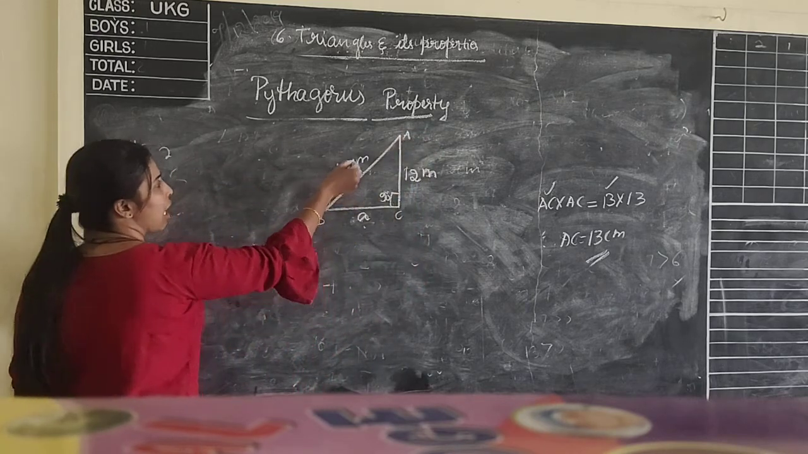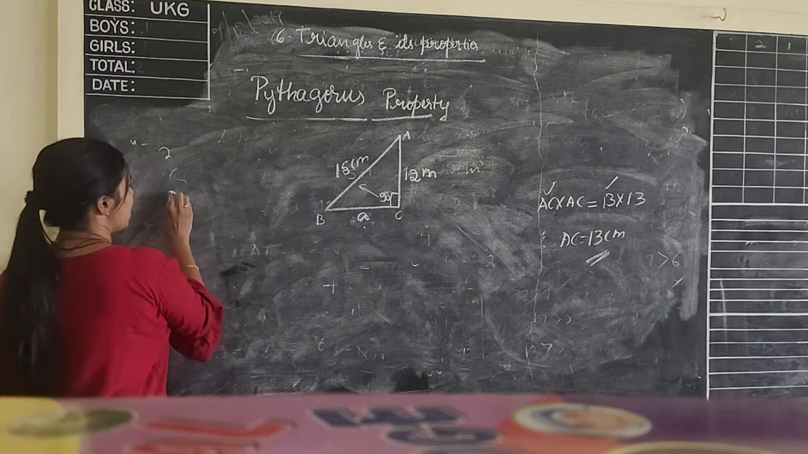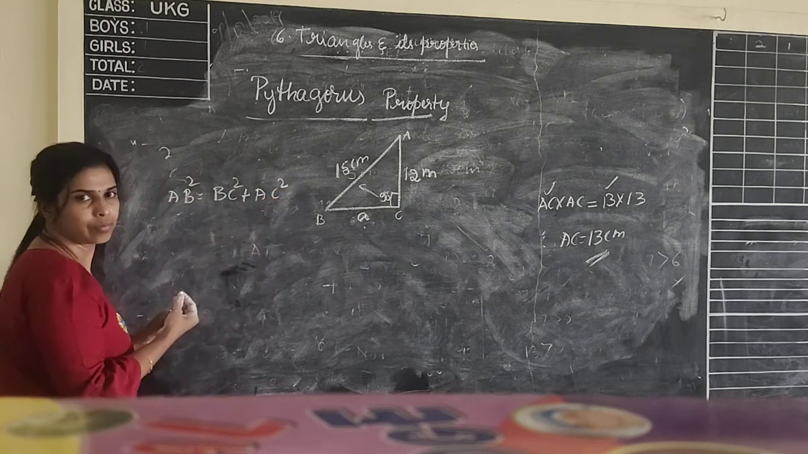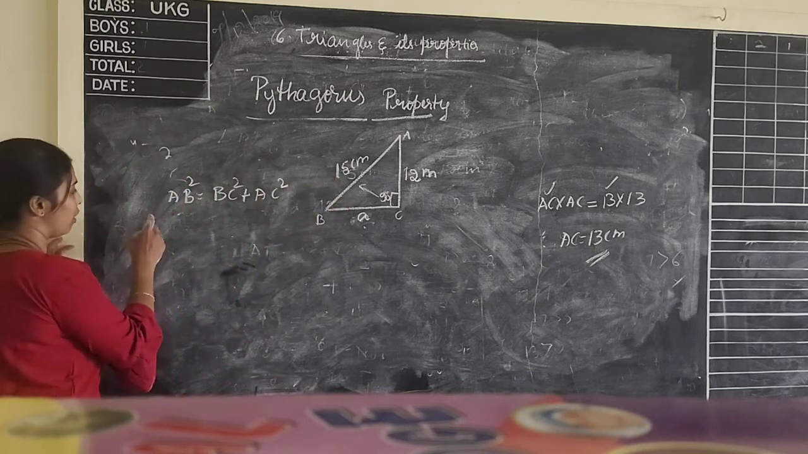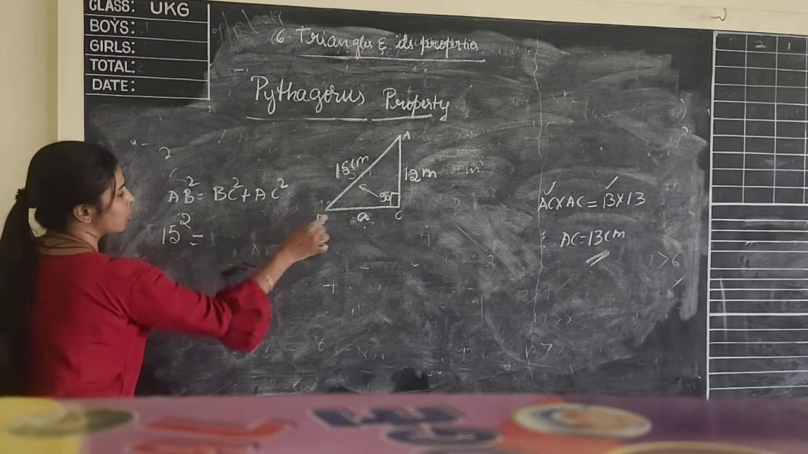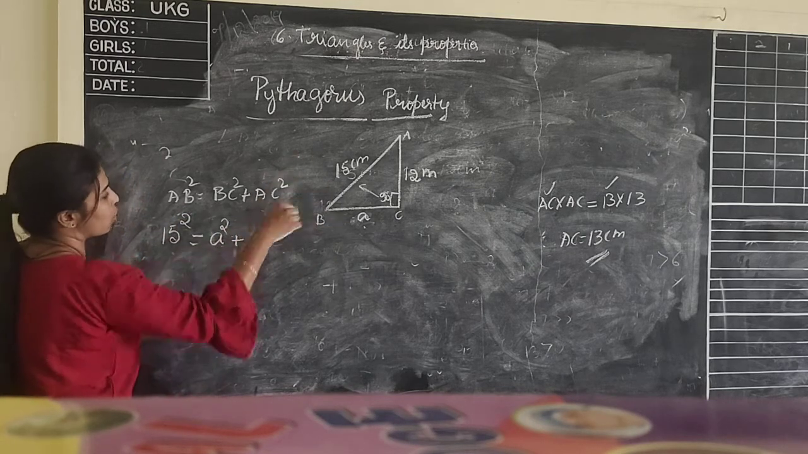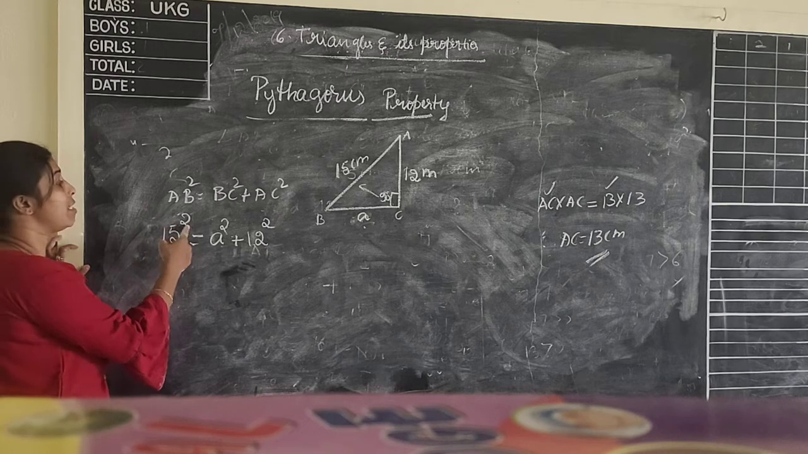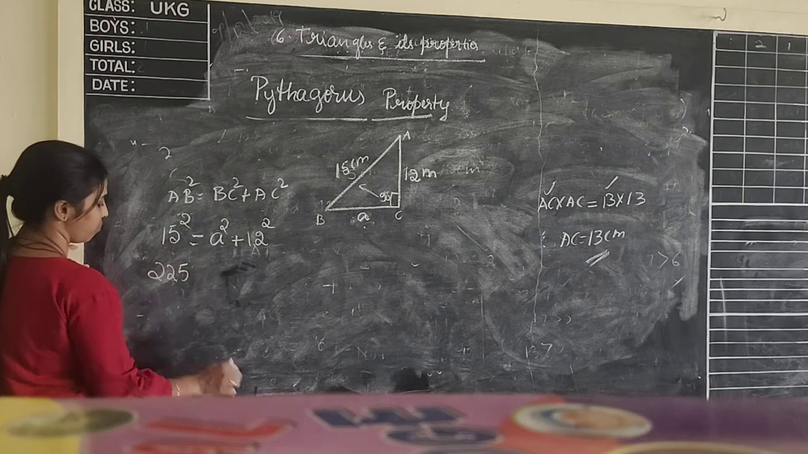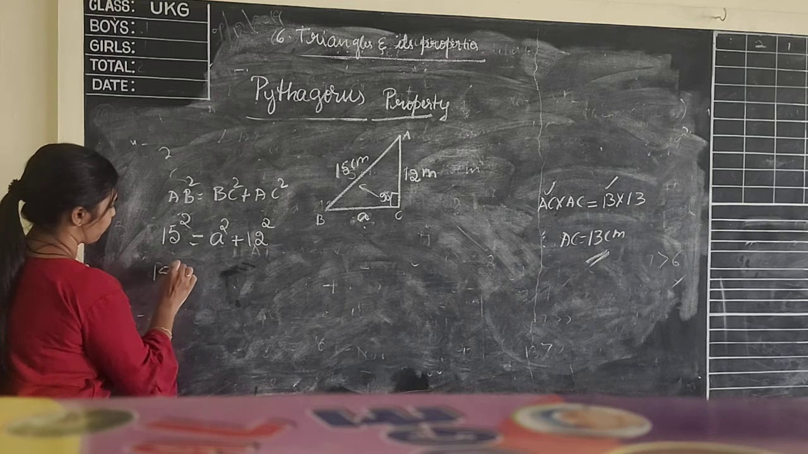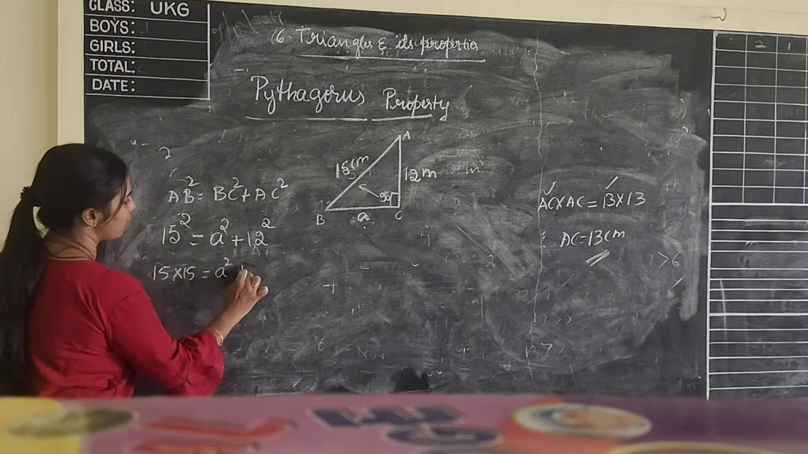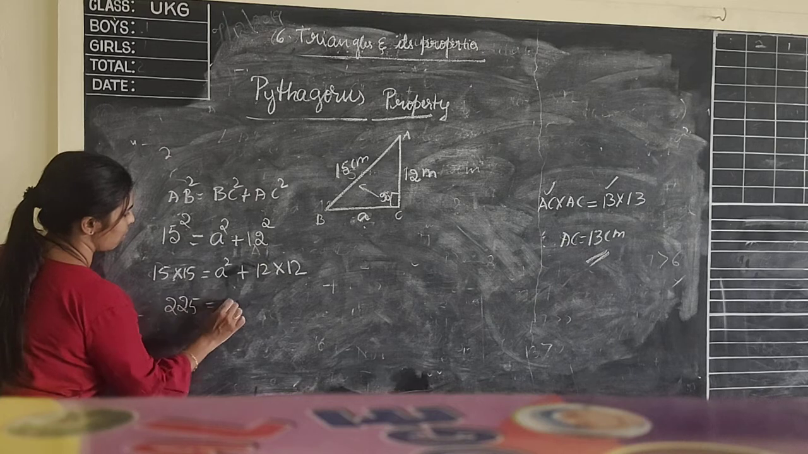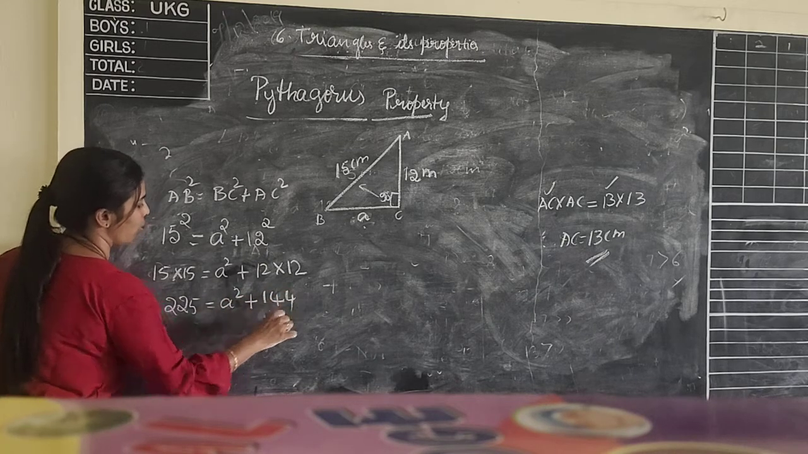So which is the hypotenuse? The hypotenuse is this now. AB square. Which are the other two sides? BC square plus AC square. Now the hypotenuse is given here, 15 square. BC is not given, so BC square. AC square is given, 12 square. Open this: 15 into 15 is 225. Square, open. Now bring this one here.